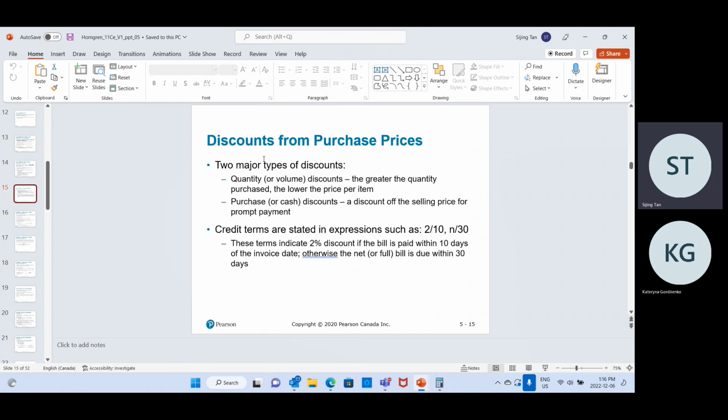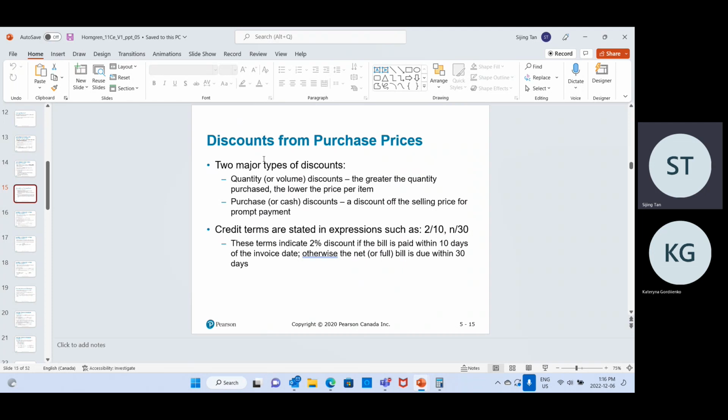There are two major types of discount: quantity discount and purchase discount. Quantity discount is easy to understand. They offer it for bulk purchases, and it's not recorded in the account. So the purchase is recorded at the list price less the quantity discount.